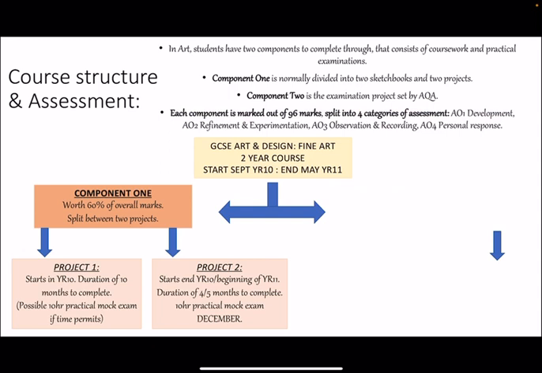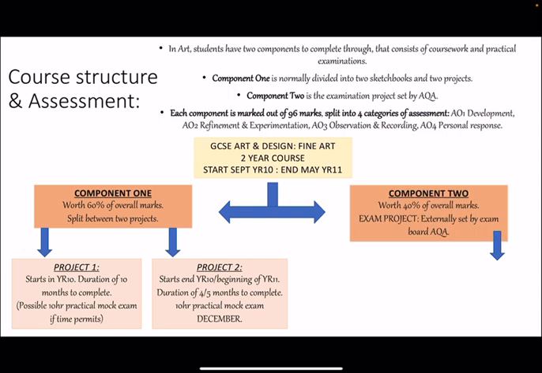Project 2, which is still part of component 1, starts at the end of year 10 and sometimes at the beginning of year 11, dependent on how their first project goes. The duration of this project takes 4 to 5 months to complete, and they will sit a 10-hour practical mock exam in December. Component 2 is where 40% of their overall marks are.